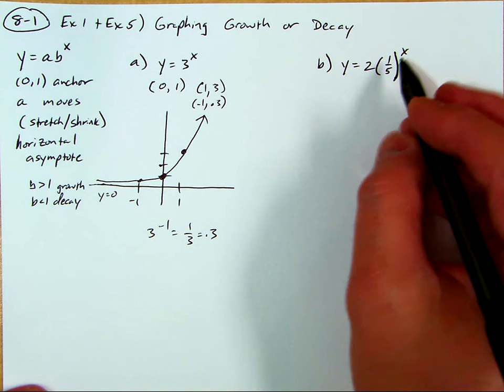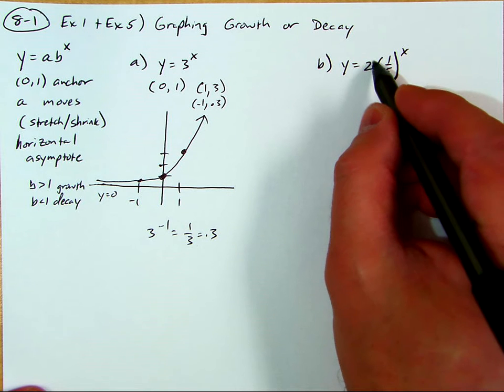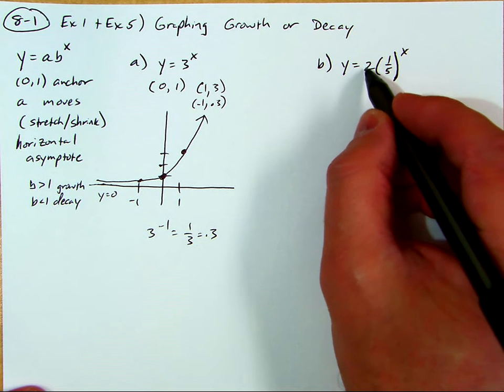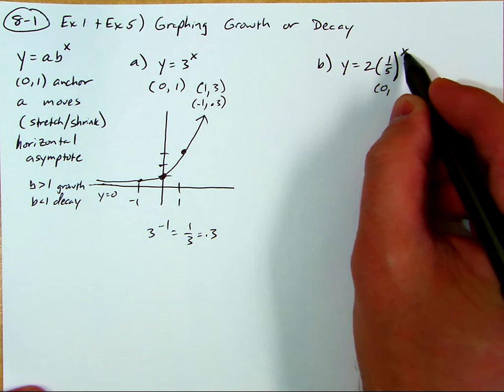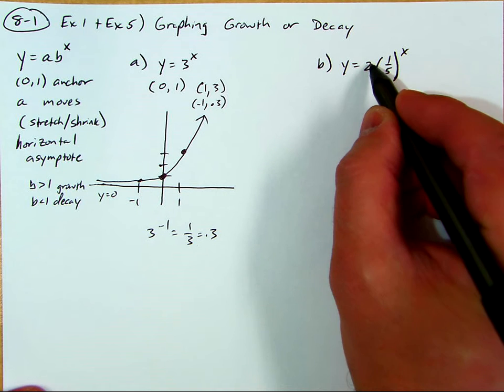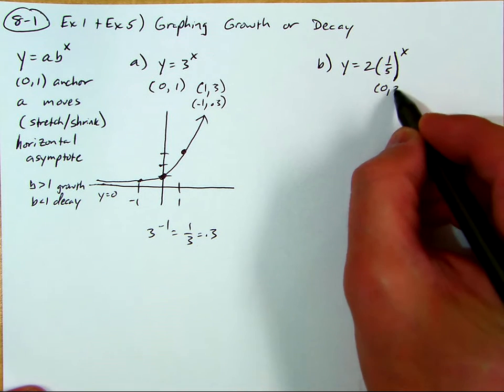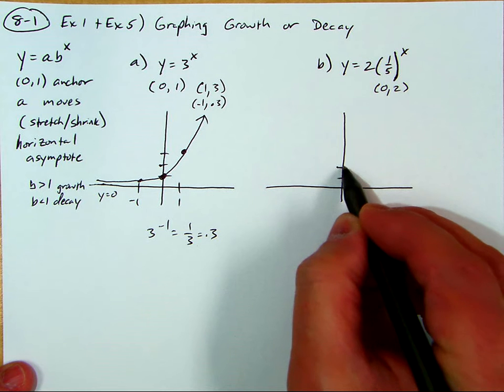Let's do the same thing over here. Let's find our anchor first. Our anchor is 0, 1, and then you multiply the y coordinate by whatever a is. So because a is 2, if I put the point 0 right here for x, that means 1/5 to the 0 power just makes this quantity 1. 1 times 2 is 2. So y equals 2 right there. So our anchor for this one is at 2.